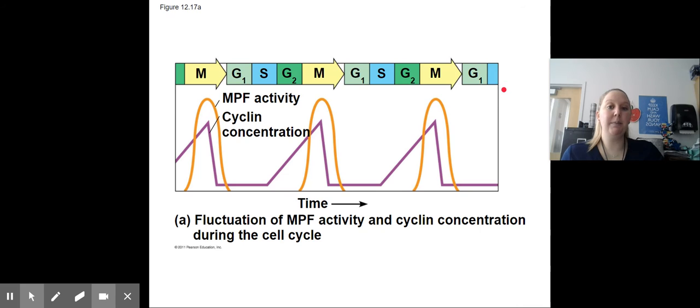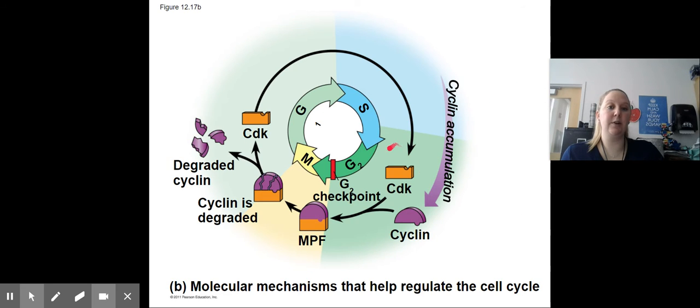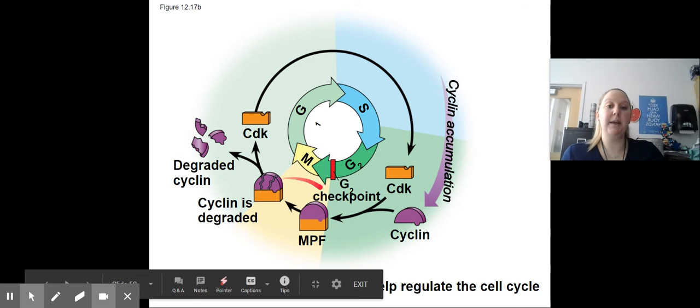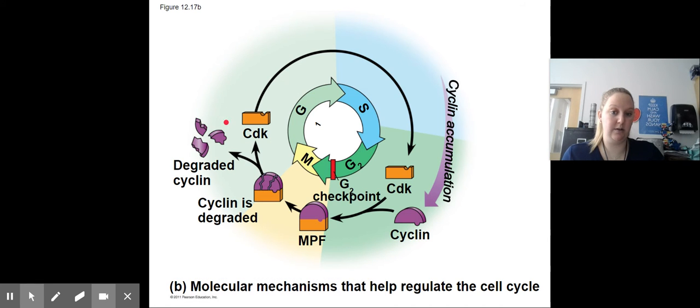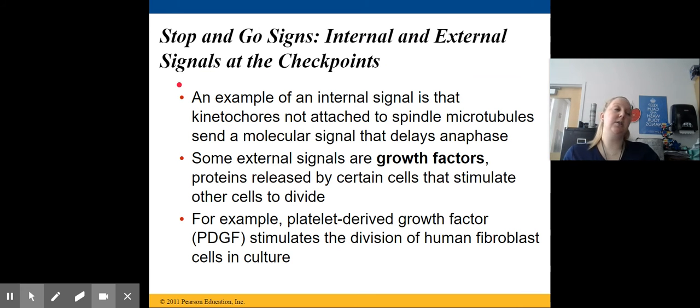And what ends up happening is that we have our cyclin-dependent kinase at the start of G1. It moves through the cell cycle until G2. When a cyclin comes in, it makes that MPF that then gets broken down during mitosis, leaving the cyclin-dependent kinase in the cycle. These are stop and go signals that have both internal and external signals at their checkpoints.